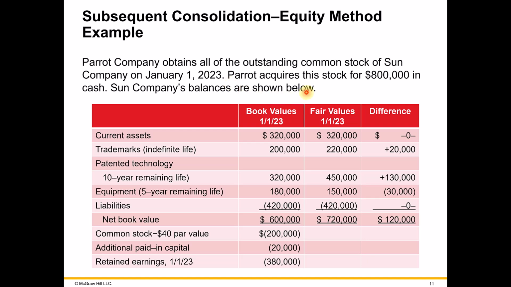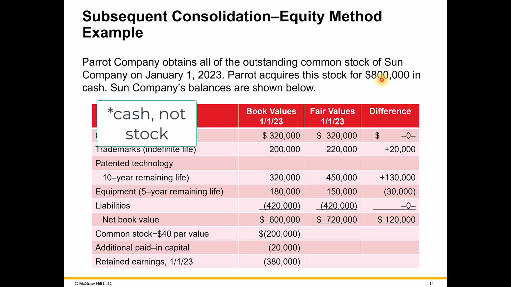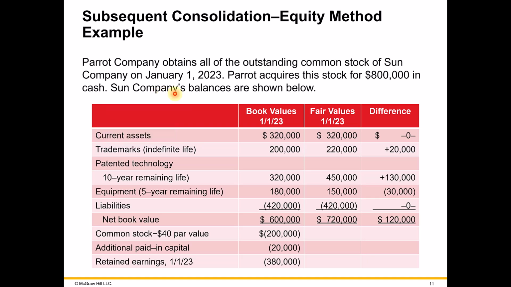So we're told information here on this screen, the initial acquisition of the sub at a total cost of $800,000 by using the stock of the parent to buy out all of the sub. So this is the book value of the sub now at the beginning of the year when we bought it. Notice we paid $200,000 more than the net book value. So we know from the previous chapters we've got to allocate that $200,000 extra to the undervalued assets.